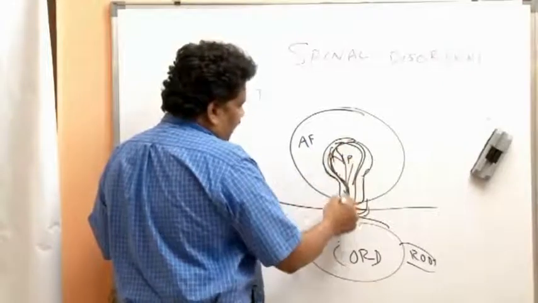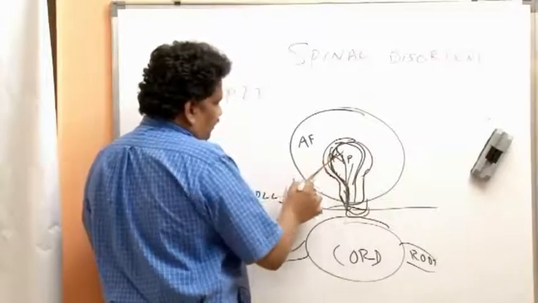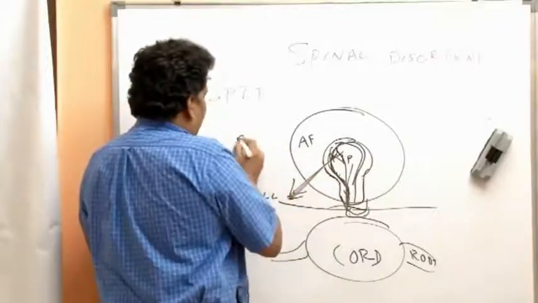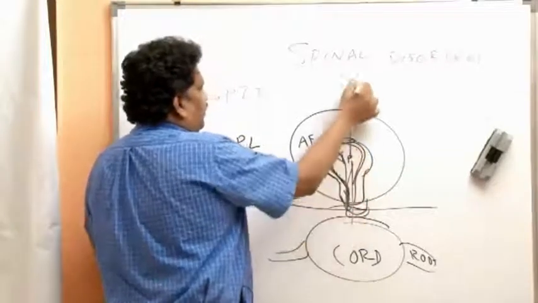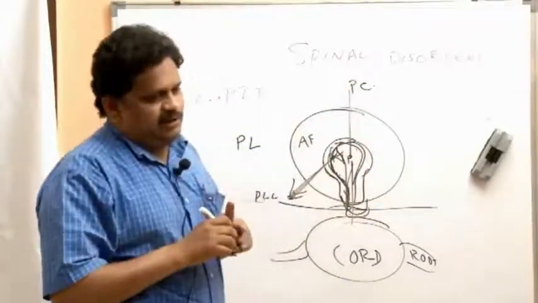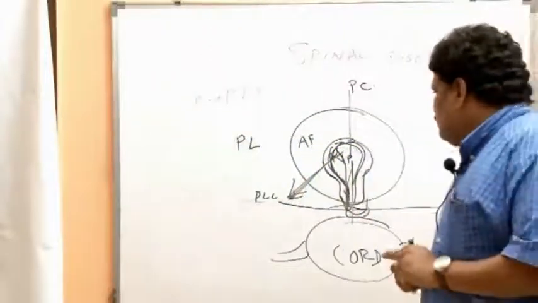It can be like this or like this. The most common is on this side, which is called posterolateral, and this will be called posterocentral. So posterolateral disc prolapse is more common than posterocentral.